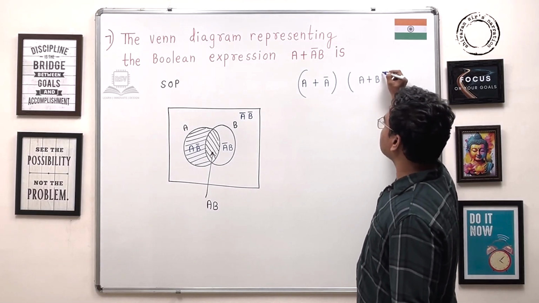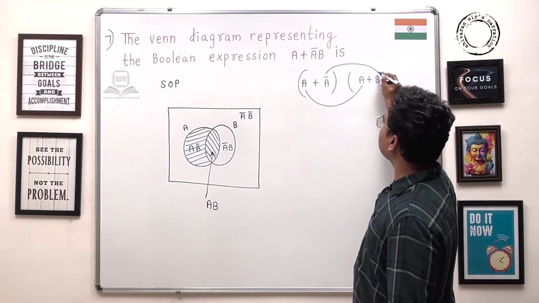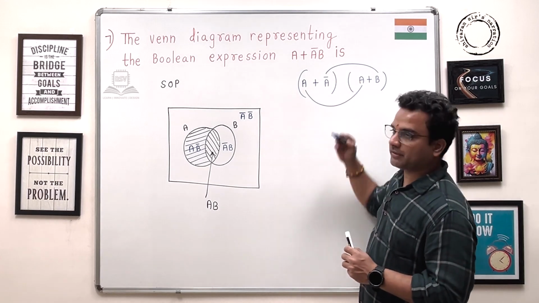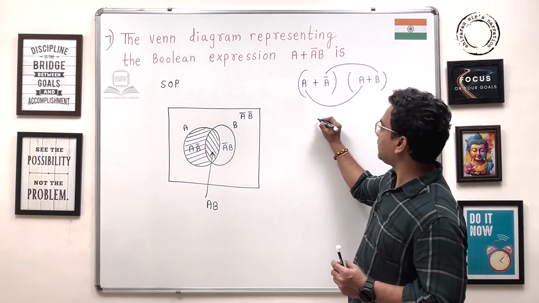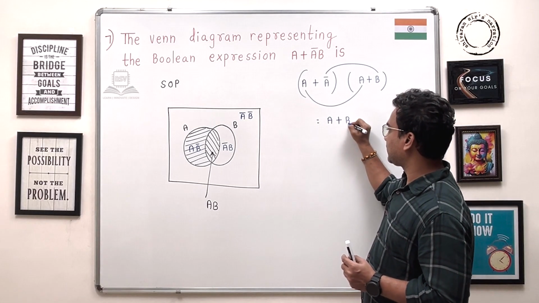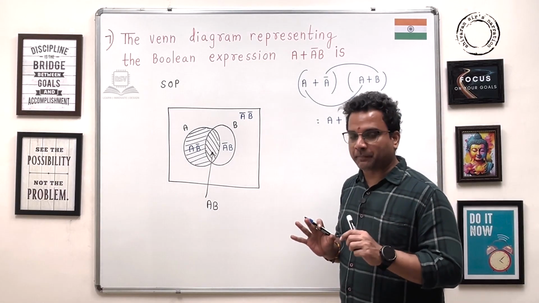Here A is common, so A bar B you can rewrite. So A plus A bar B, you are writing in this way. Now what is A plus A bar? It is 1. Then it will be A plus B only. So he is expecting A plus B.